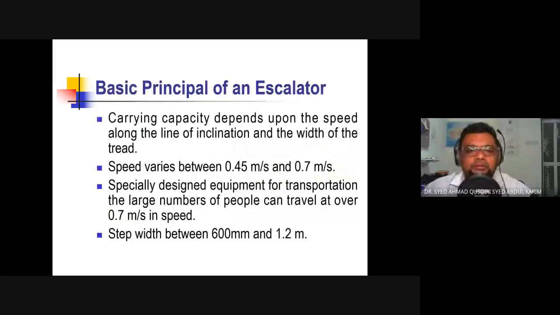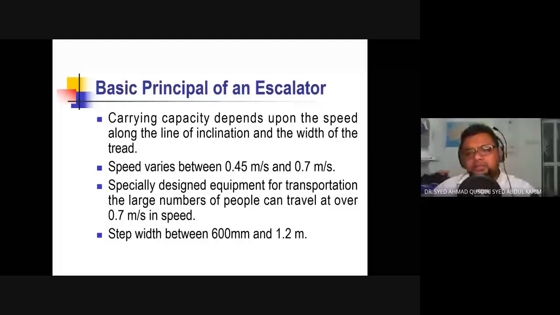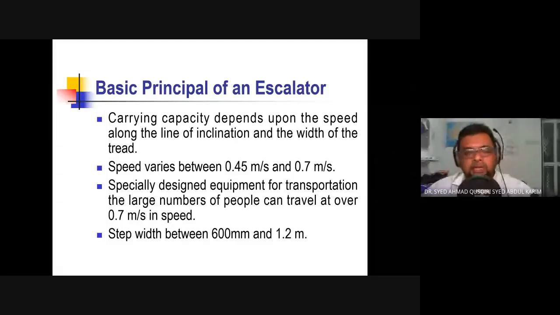So again, some principles of the escalator's carrying capacity: along the line of inclination and the width. The faster the escalator is moving and the wider the steps of the escalator, the more people it can serve in any given time. Speed is up to 0.45 to 0.7. So step width is between 600 mm to 1.2 meters.